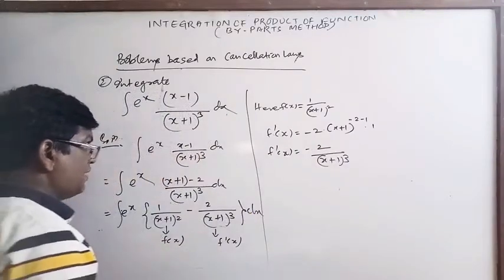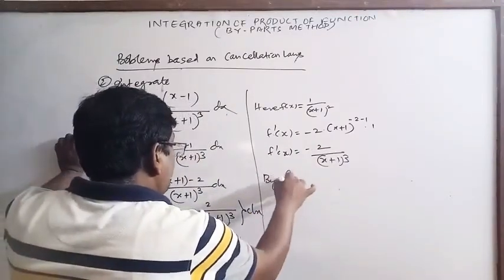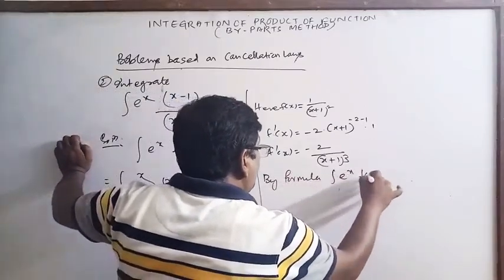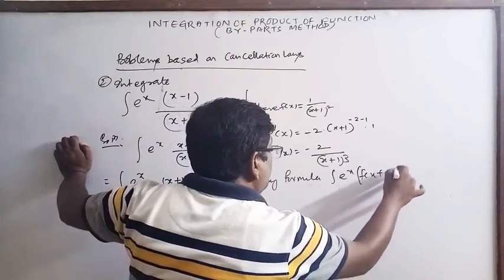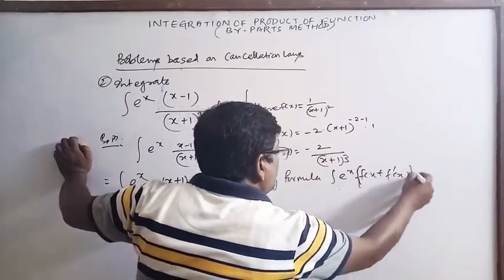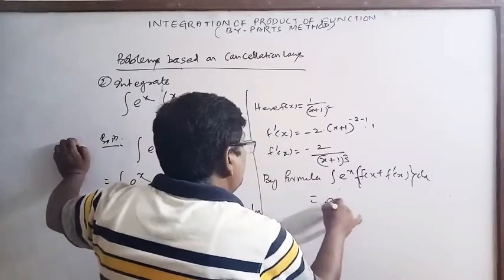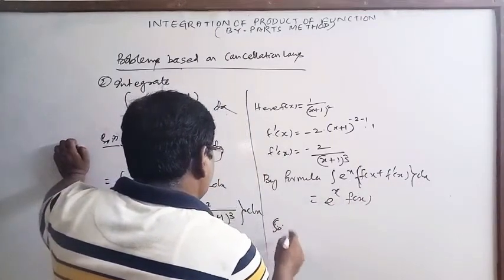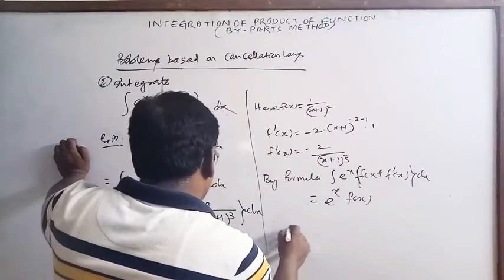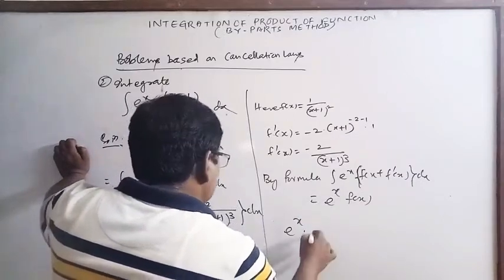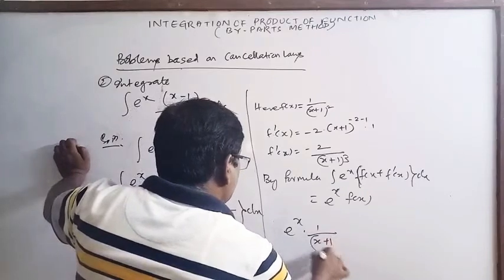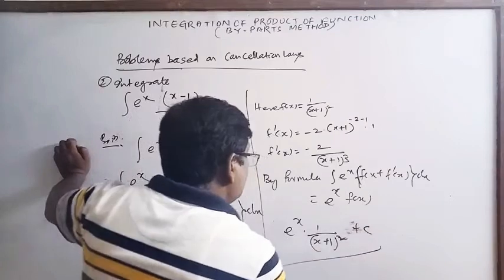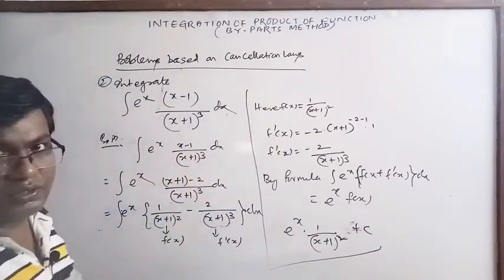By the formula, integration of e to the x, f of x plus f dash x, into dx is equal to e to the x into f of x. So the answer is: this is equal to e to the x, f of x means 1 by x plus 1 whole square, plus c. This is the answer. This is question number 2. Now question number 3.